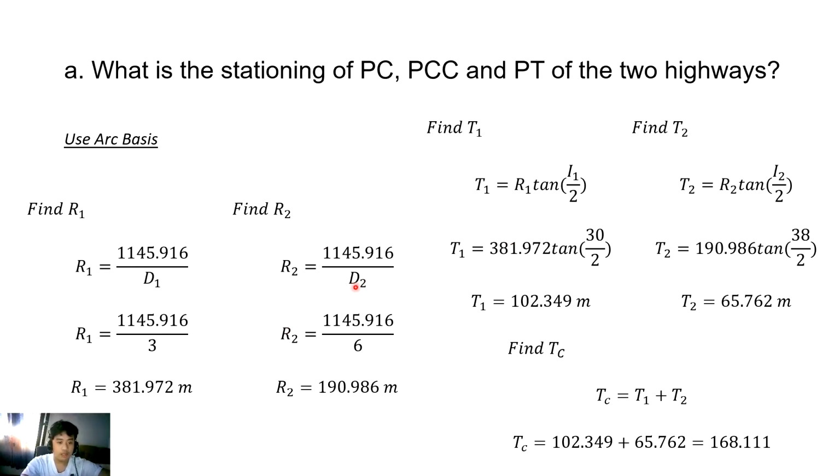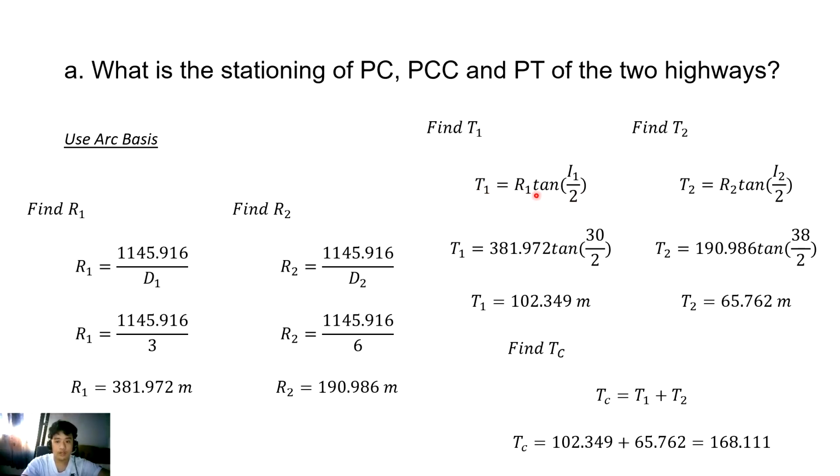Then, sa R2 naman, same formula rin kung paano natin nakuha yung R1. Pero ang pinagkaiba lang nila, ang gagamitin natin is D2 since R2 yung hinahanap. So, substitute natin yung given ng D2. So, 6 degree. 1,145.916 divided by 6. And then, makukuha natin yung 190.986.